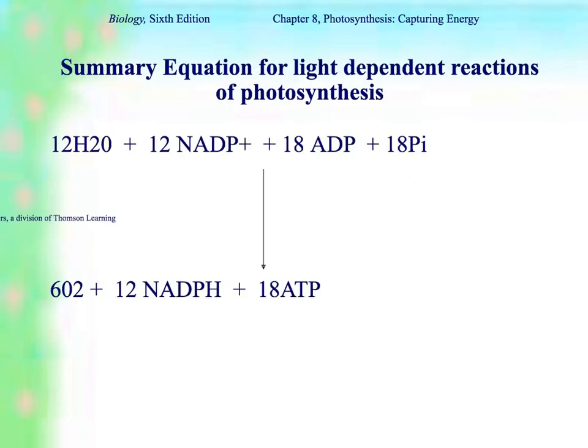All right, so we're going to start with the light-dependent reactions in the second video. The light-dependent reactions, here is a summary equation of what we're going to do. We're going to take some water. We're going to take a molecule called NADP+. We're going to use 18 ADPs and 18 inorganic phosphates. And at the end of the light-dependent reactions, we're going to have 6 oxygens made, 12 NADPH, which is an energy molecule, and we're going to make some ATP as well.